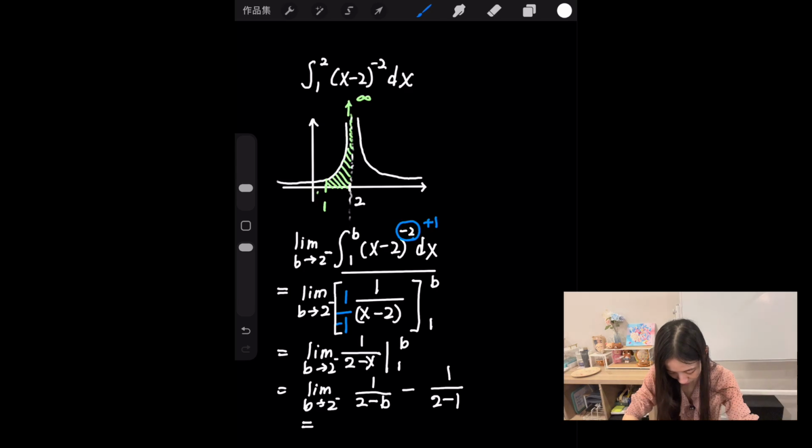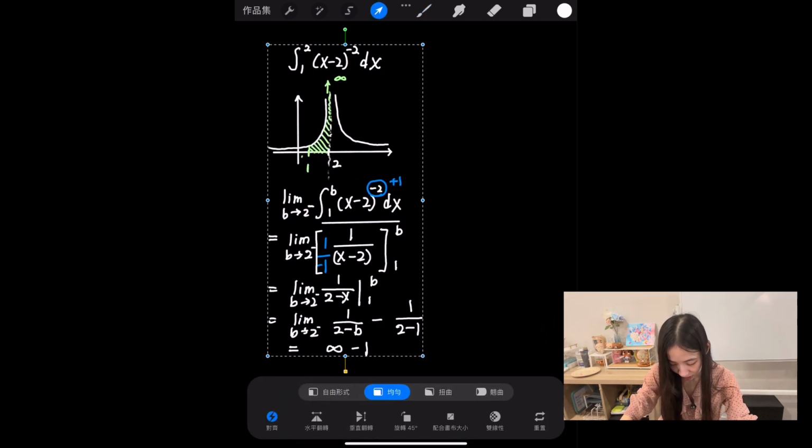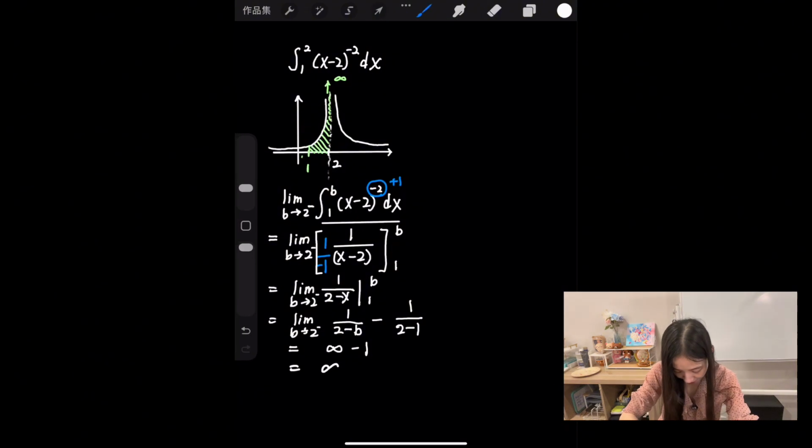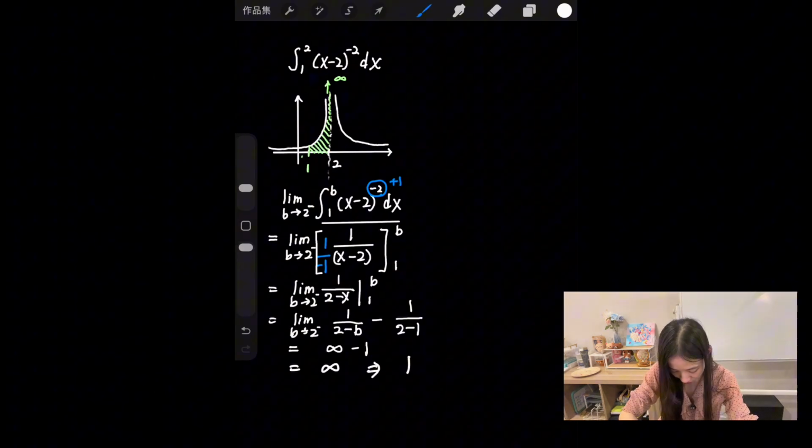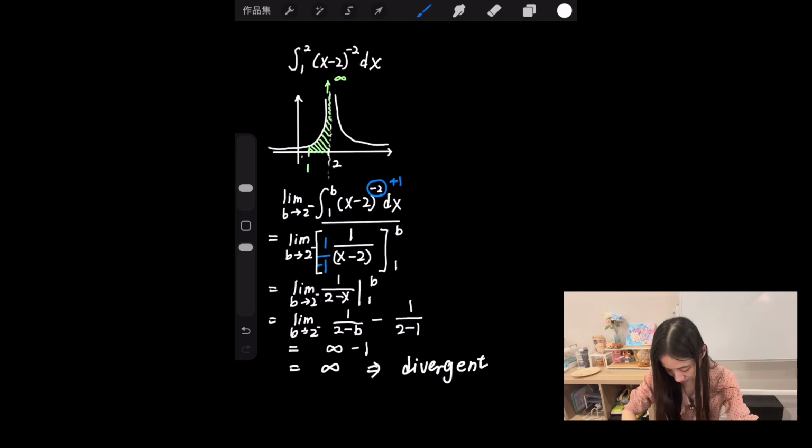So let's see here, as b approaches 2 from the left in this limit, the denominator is going to be very, very small. If the denominator is very, very small, the whole number will be very, very big, because you divide by a very, very small number. So it's going to become a very, very big value, which will be like infinity. And then here will be minus 1, which doesn't matter because it goes to an infinite value. So the answer will be infinity, which is divergent. That's the concept of the improper integral.